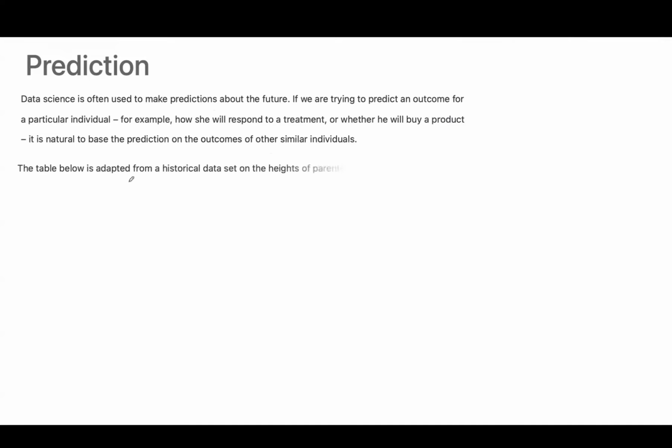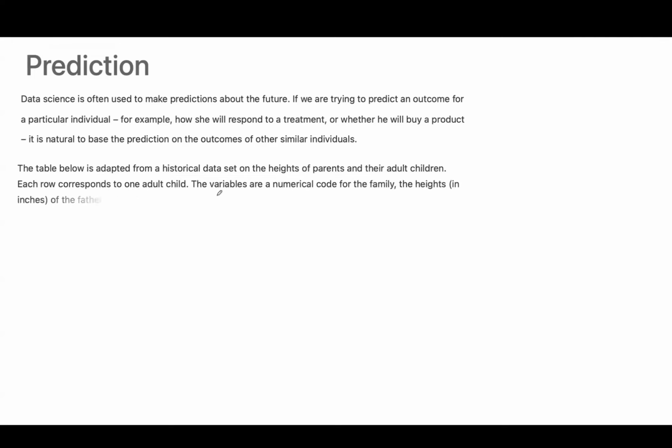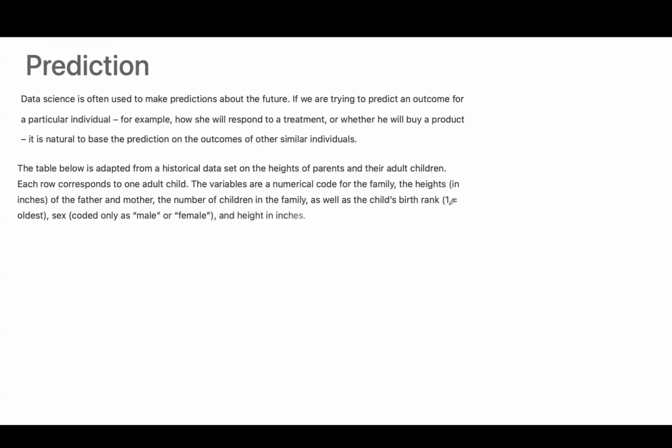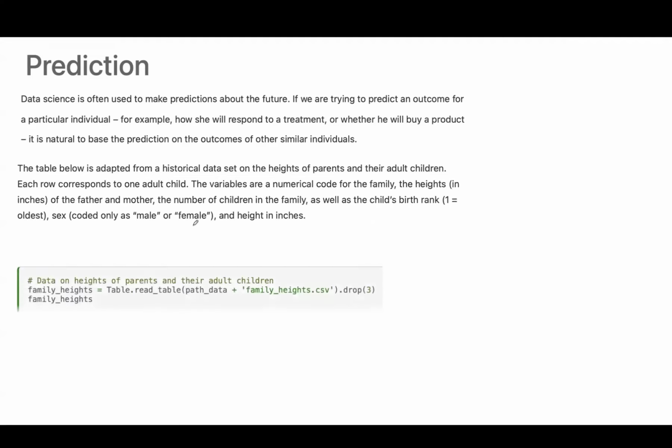The table below is adapted from a historical data set on the heights of parents and their adult children. Each row corresponds to one adult child. The variables are a numerical code for the family, the heights of father and mother, the number of children, as well as the child's birth rank, where 1 represents the oldest, being male or female, and basically the height.